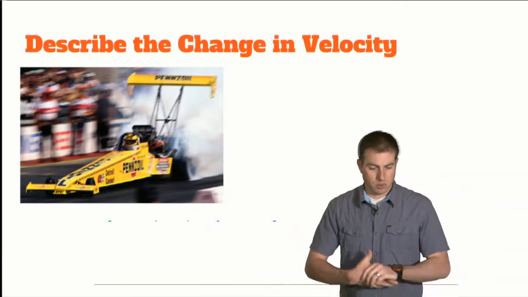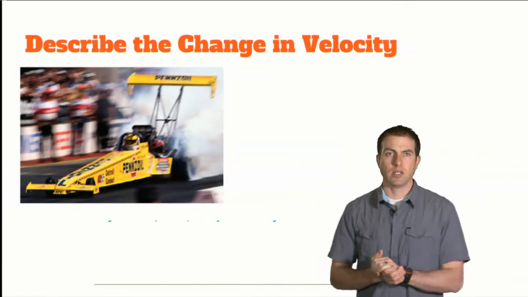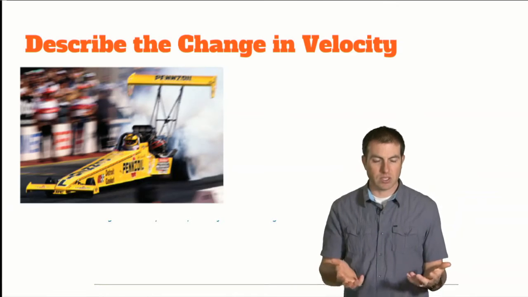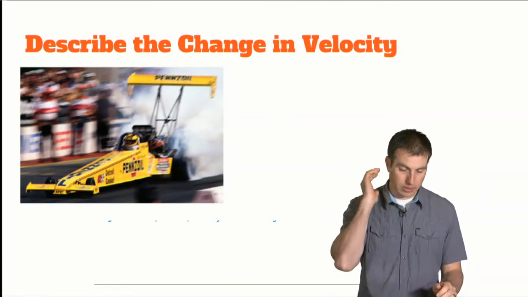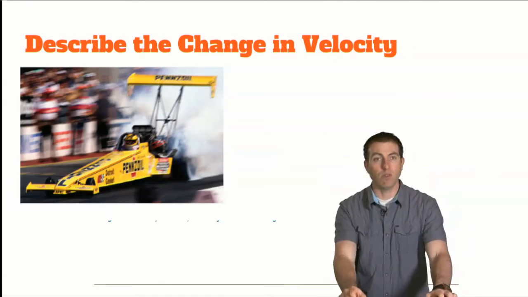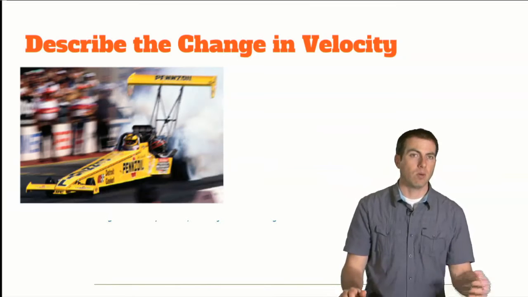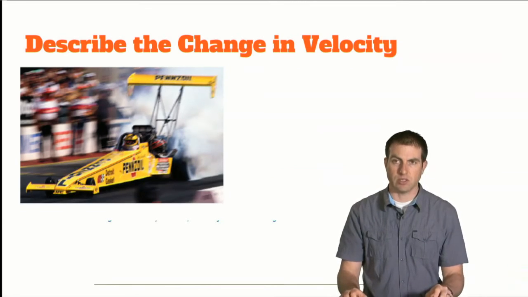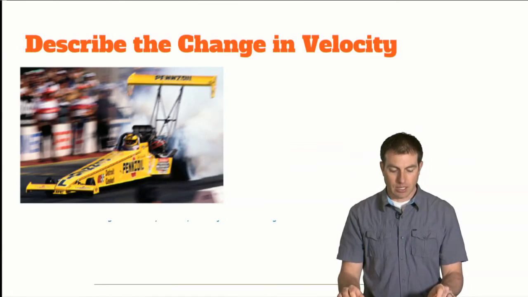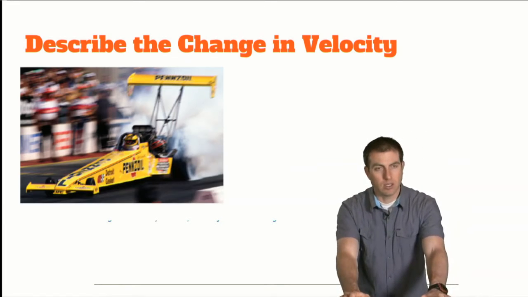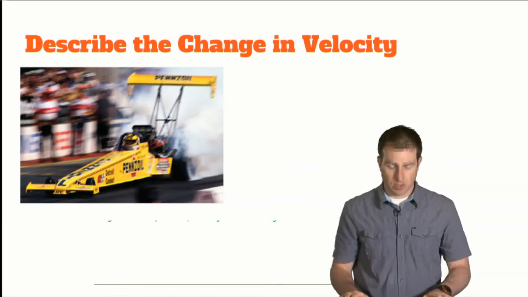This is a drag race car. Describe the change in velocity. If you've ever seen a car race before, this is like a straight down the drag strip type of race. What's happening to the car's change in velocity? What velocity is it starting with? What velocity is it ending with at the end of the race? How would you describe the change in velocity? Another way to think about it is, is it speeding up? Is it slowing down? It's another good way to describe a change in velocity.